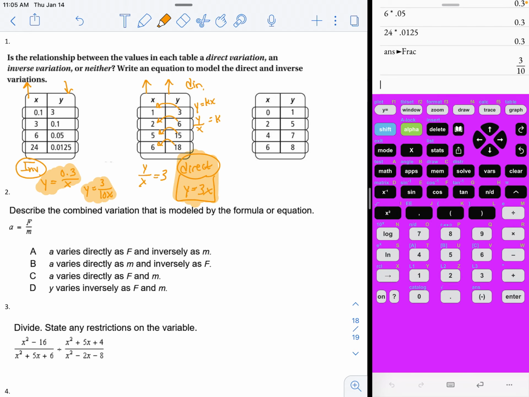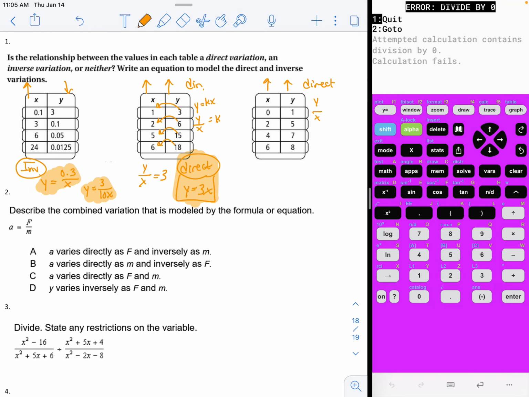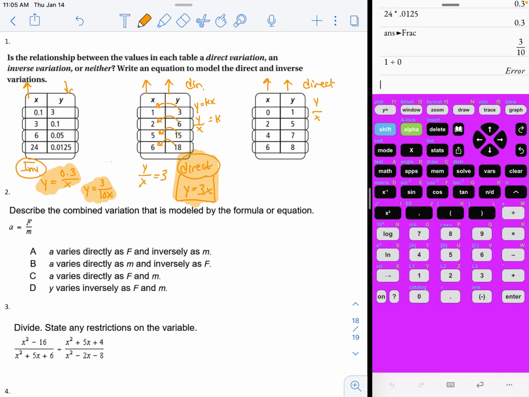The next thing I'm going to do, absolute value-wise, x is increasing and y is also increasing. This cannot possibly be inverse. It must test for direct. And that is a possibility. So I have to take all my y's and divide by my x's. 1 divided by 0 is no good. Okay, so right away I notice that's no good.